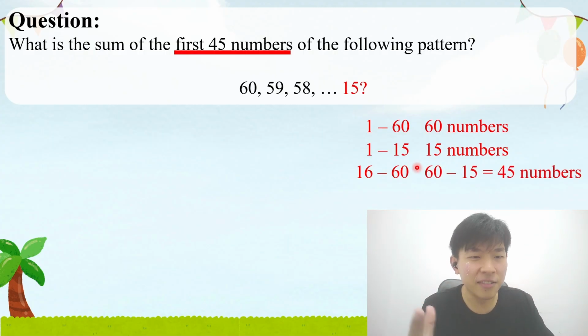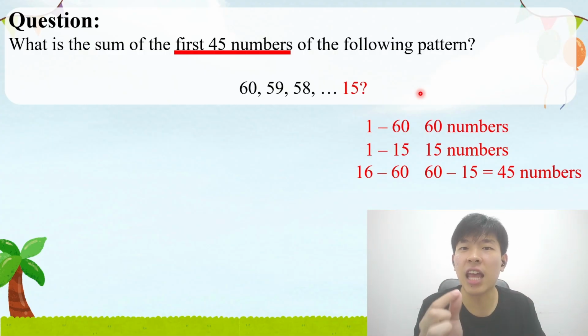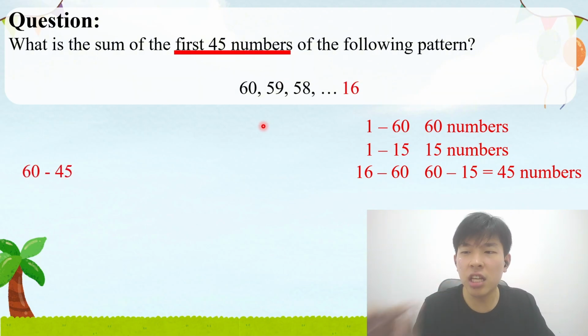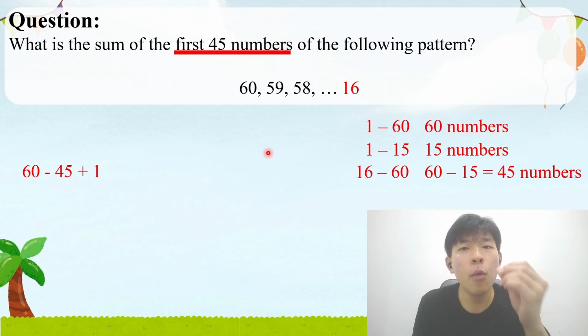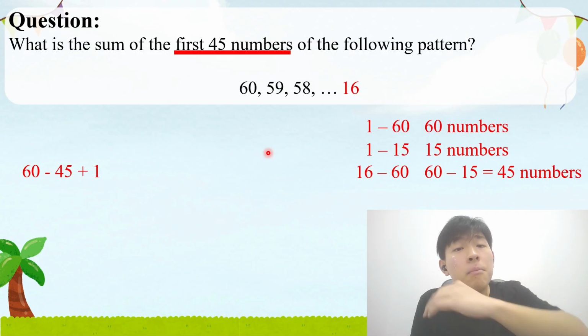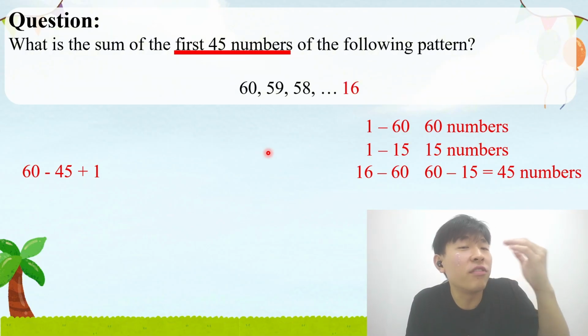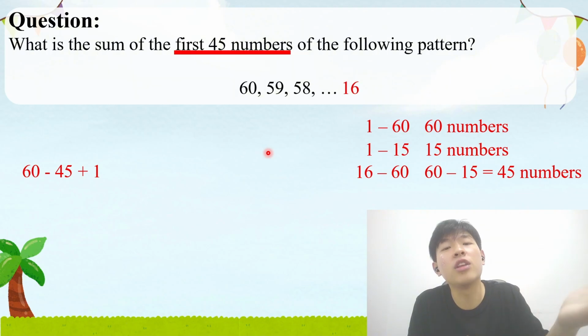Which means that here, in this question, my pattern should end at which number? Is it 15? No, it is not 15. Instead, it is 16. So here, to find the end number, 60 minus 45, is this correct? No, it is not. It is not enough. We still need to, very good, add another 1 here. The reason is that when we are taking 60 minus 45, I am minusing all the numbers along with 60. So what I get is 15. It's not the number that ends, but the number after. But I want the number before, so I need to plus another 1.